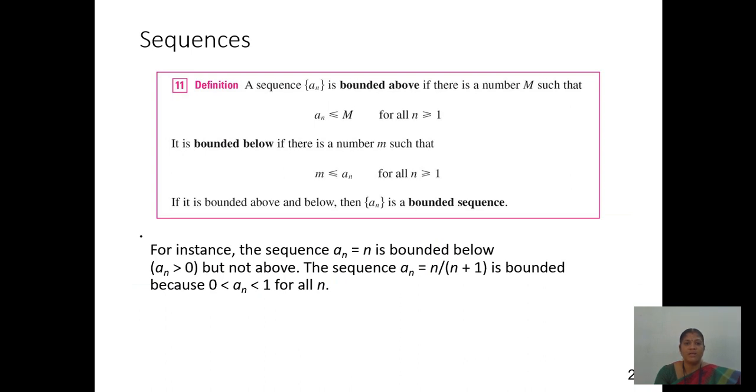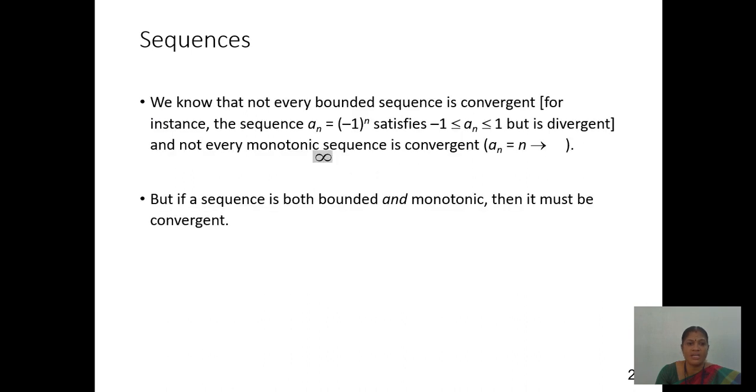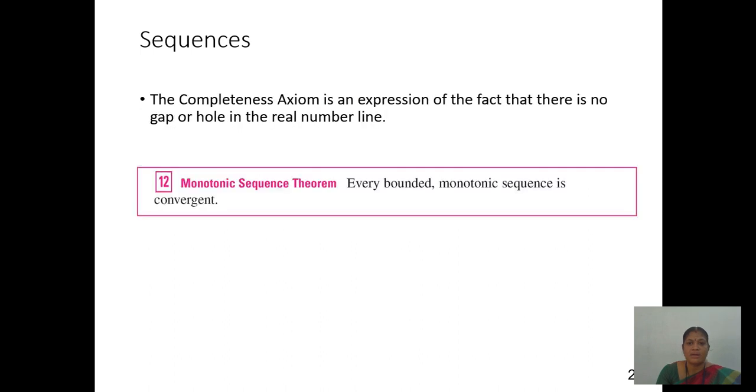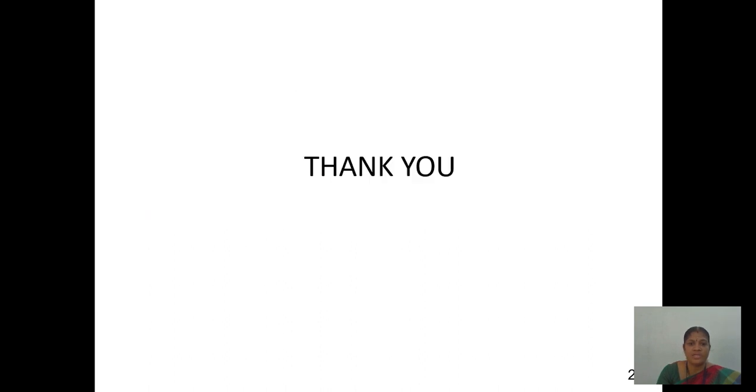Some bounded definitions: an is bounded above if there is a number M such that an is less than or equal to capital M. It is bounded below if there is a number m such that m is less than or equal to an. If it is bounded below and above, then an is a bounded sequence. Every bounded monotonic sequence is convergent. Consider an equal to minus 1 to the n; an lies between minus 1 and 1. Not every bounded sequence is convergent. Some examples and application of axioms for sequences.